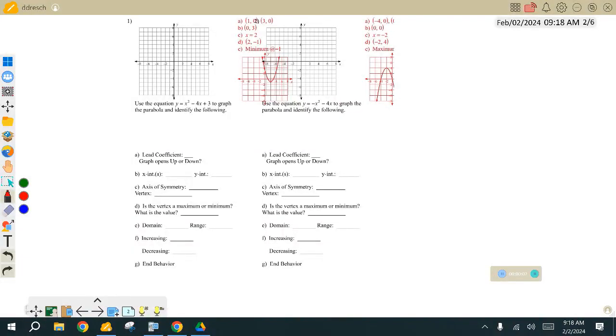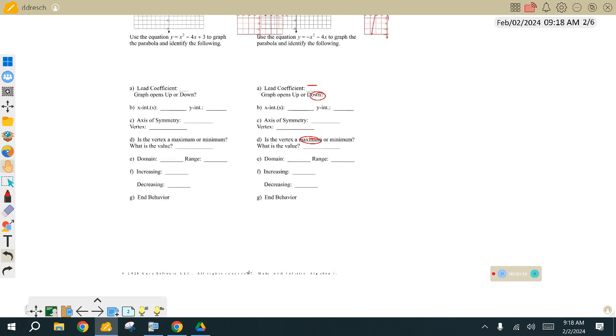So negative, and negative implies it's opening down. Now what that also gives us is it's either a max or a min. With that being a negative opening down, we've got ourselves a maximum. And what that also does for us, as we introduced yesterday, is give us the end behavior. So we've got ourselves some type of graph opening down.